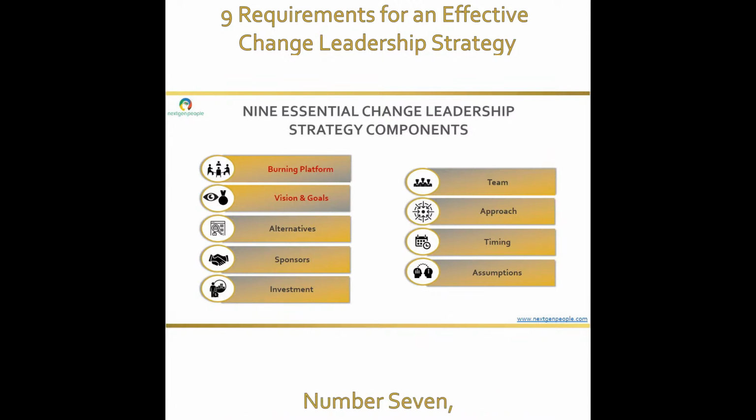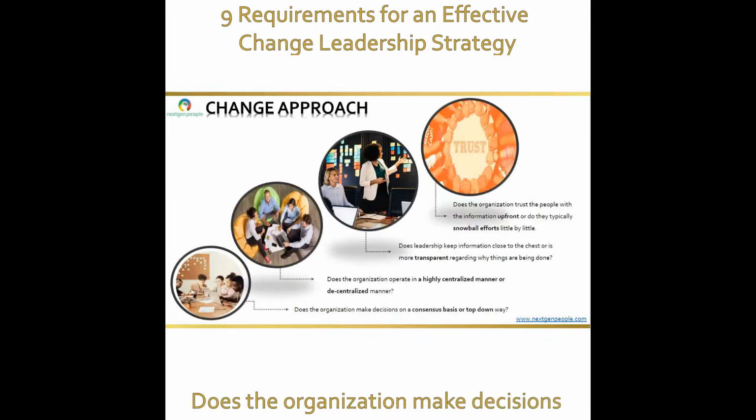Number 7 in change leadership strategy is you want to ensure that your organization chooses the change approach that is right for your organization. The change approach should honor the values of your organization, not go against them. Does the organization make decisions on a consensus basis or a top-down basis? Does the organization operate in a highly centralized or decentralized manner? Does leadership keep information close to the chest, or is it more transparent regarding why things are done and what is being done?